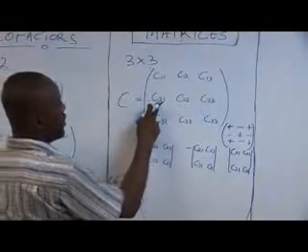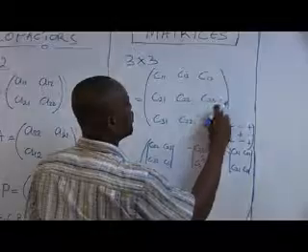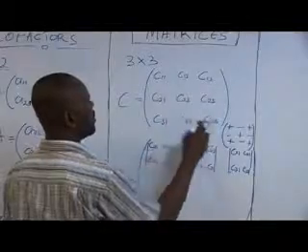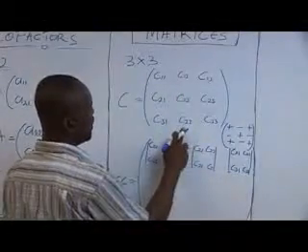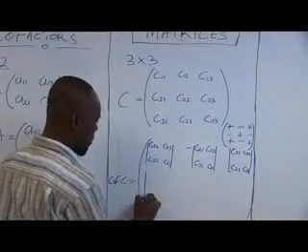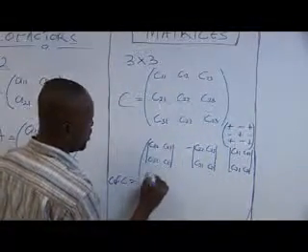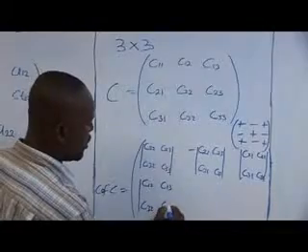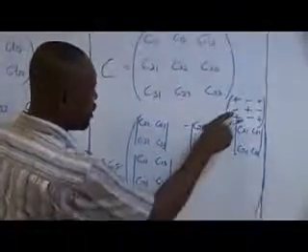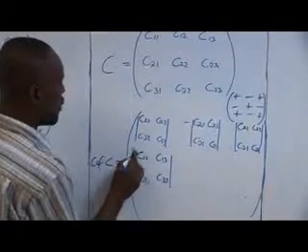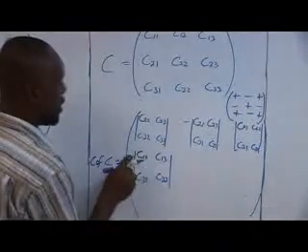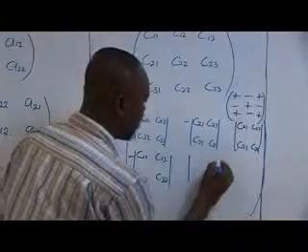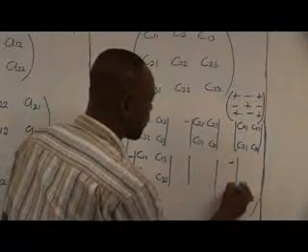What's the minor for C21? The minor for C21, rule out the row containing C21, rule out the column containing C21. I'm left with 1, 2, 3, 4: C12, C13, C32, C33. So we have here a determinant of that. How about the sign? It's negative. So we negate that. So whatever result we get, after finding these determinants, the minus sign will affect it. This is positive, so this will not be affected. This is negative, so it will be this way.